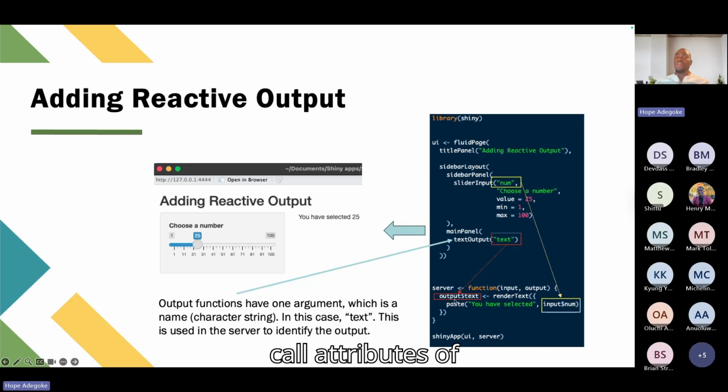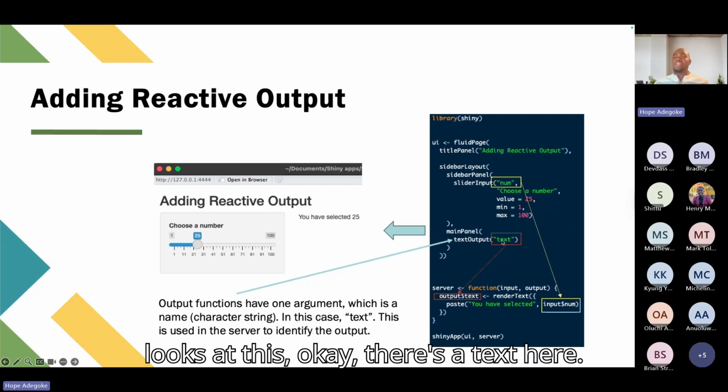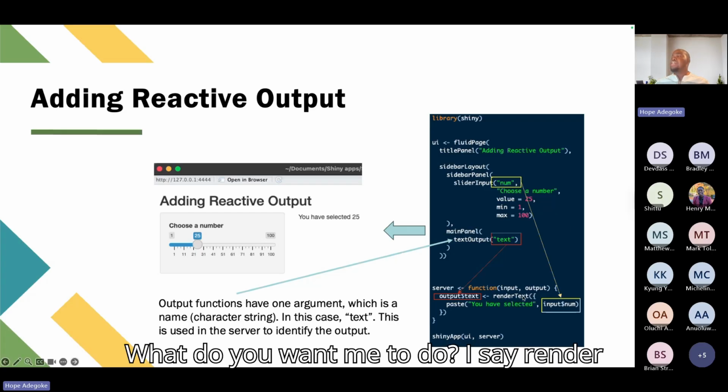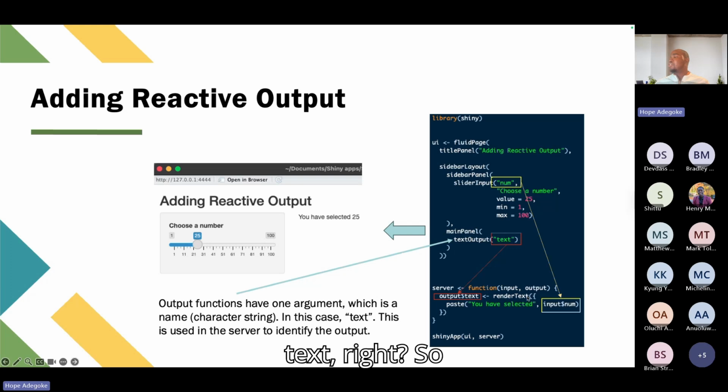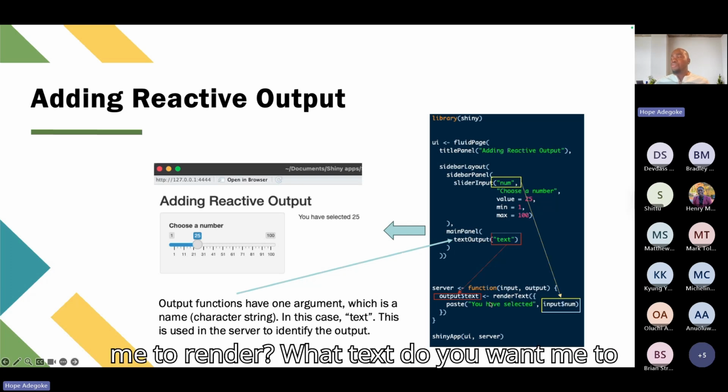So use this dollar sign to call attributes of functions. When I say $text, it looks at this: okay, there's a text here. What do you want me to do? I say render text, right? So when I say render text, what do you want me to render? What text do you want me to render?